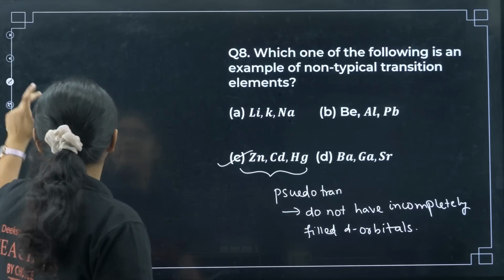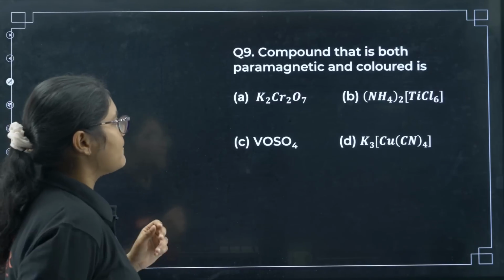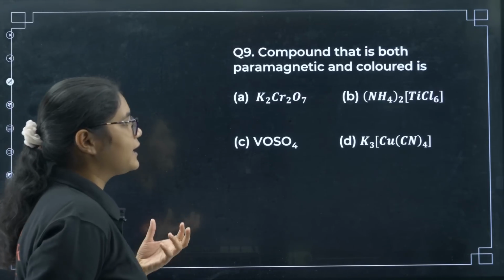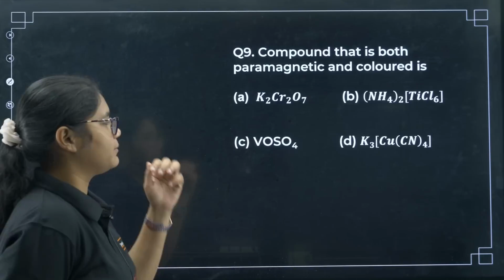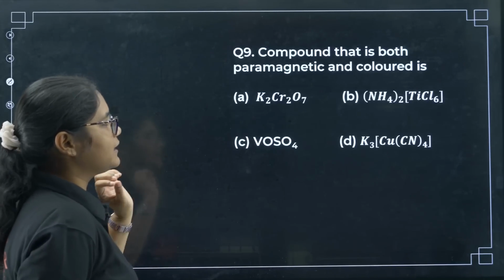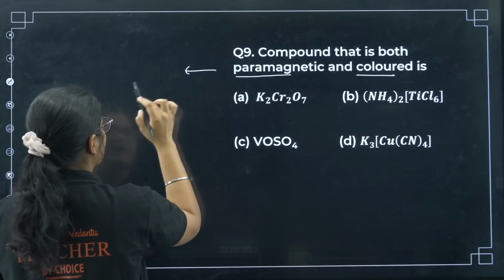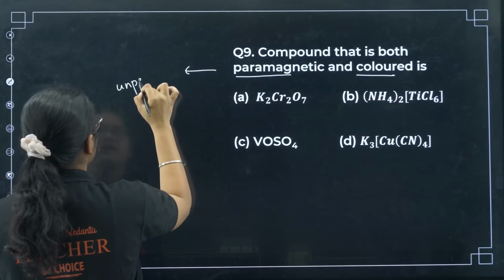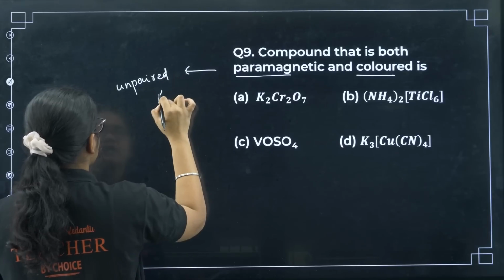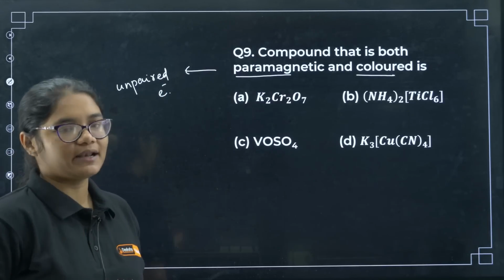Okay, now coming to the next question, number 9. Compound that is both paramagnetic and colored is. So for both paramagnetic and colored, we need one thing, that is unpaired electrons. If unpaired electrons are there, then it will be both paramagnetic as well as a colored compound.